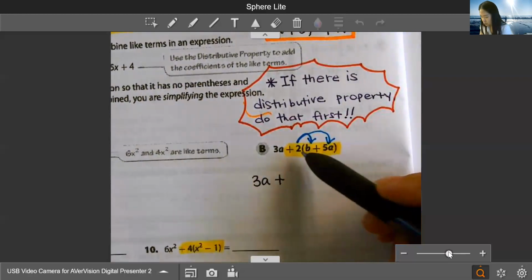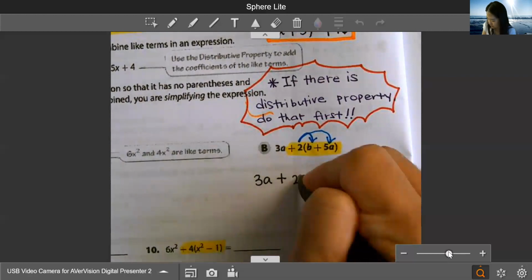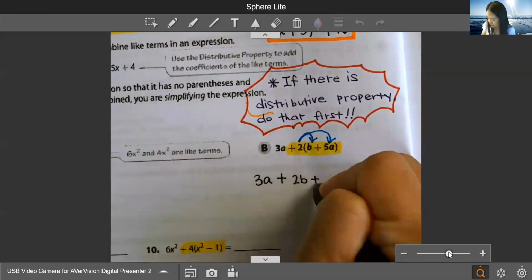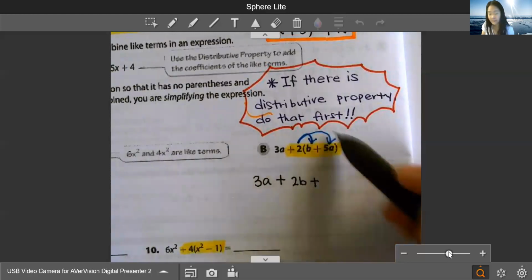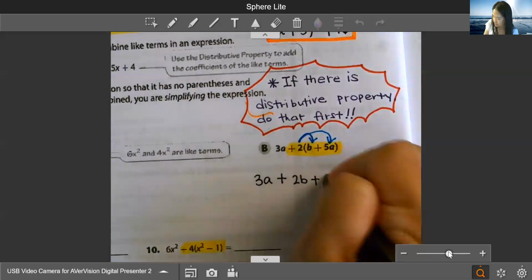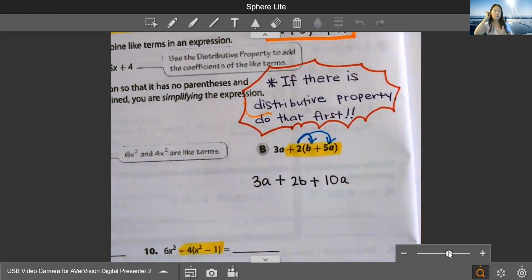So 2 times b, remember b means 1b, so 2 times 1b is 2b, plus 2 times 5a, which is 10a. So you have to get out of your parentheses first by doing the distributive property first.